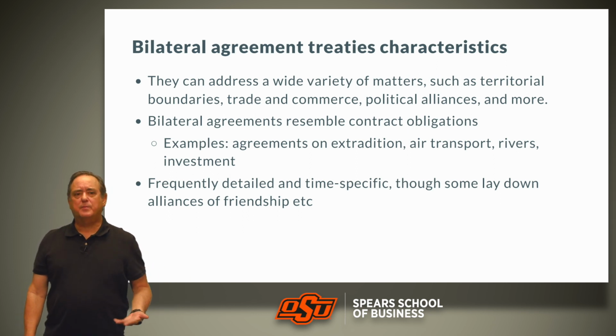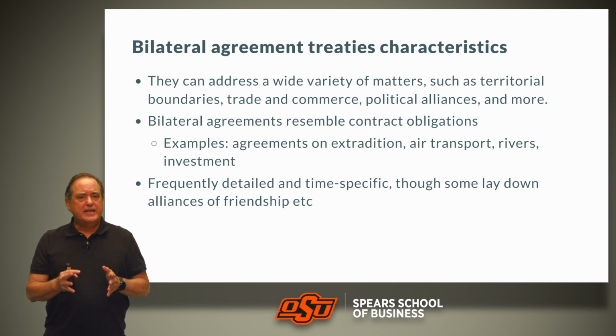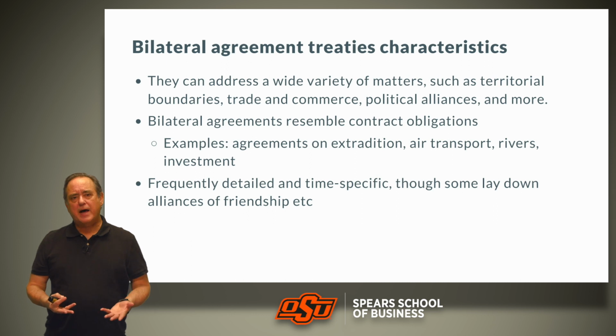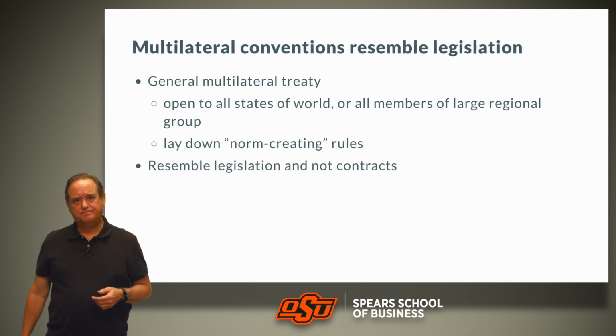Examples of a bilateral agreement would be extradition treaties, air transport, treaties involving rivers or investment. Oftentimes trade treaties, for instance, the United States has a free trade agreement with South Korea. That is a bilateral agreement. These types of treaties are often very detailed. They are oftentimes time-specific. There are, of course, broad characteristics. Some lay down things like an alliance of friendship. But in general, when you think about bilateral treaties, think of them as contracts executed by countries instead of individuals.